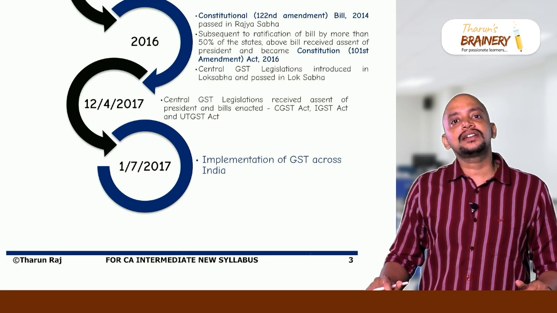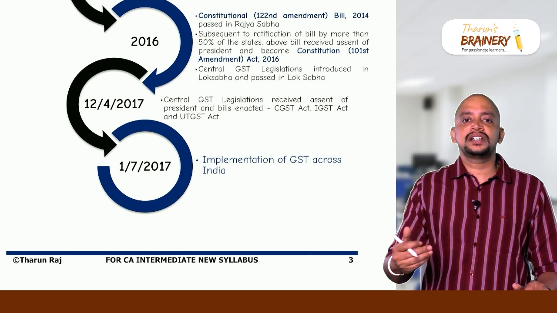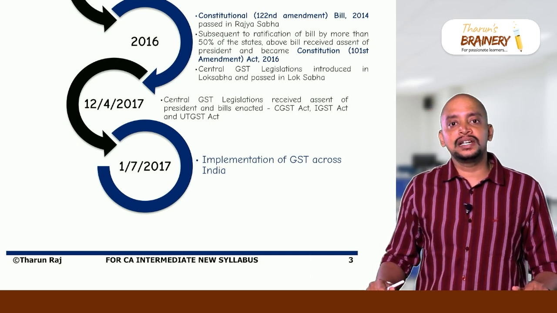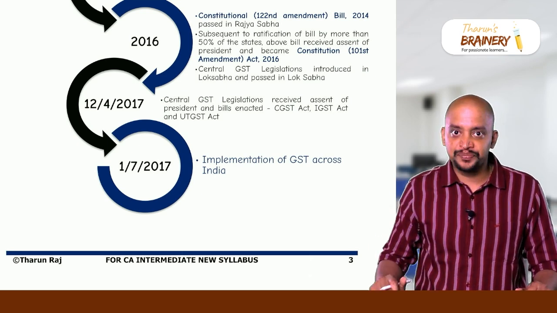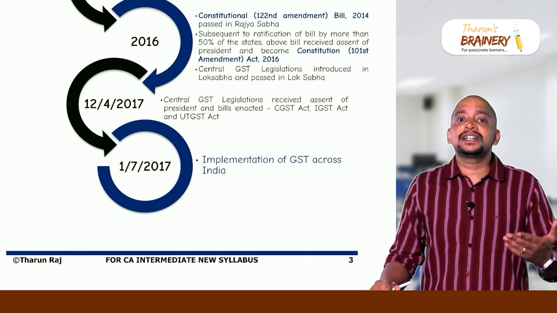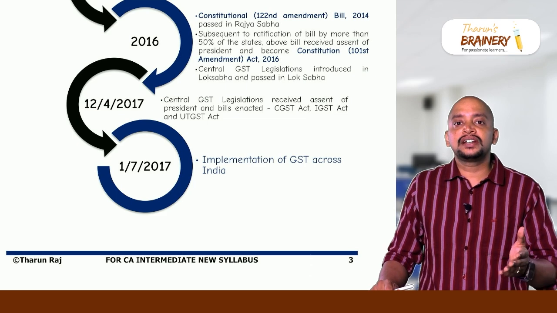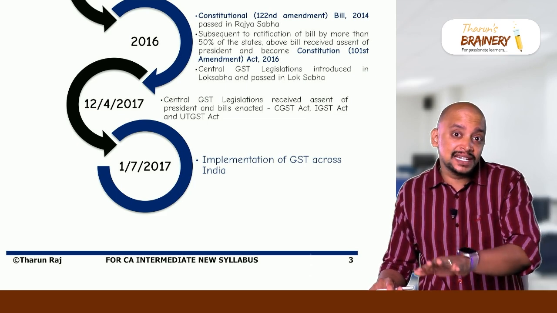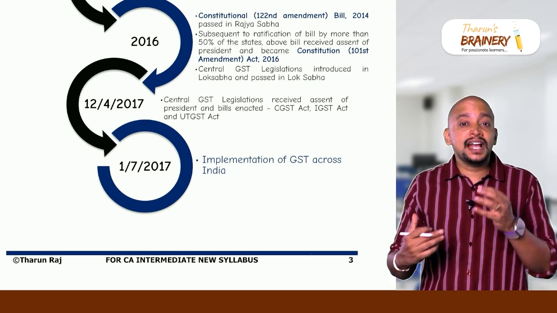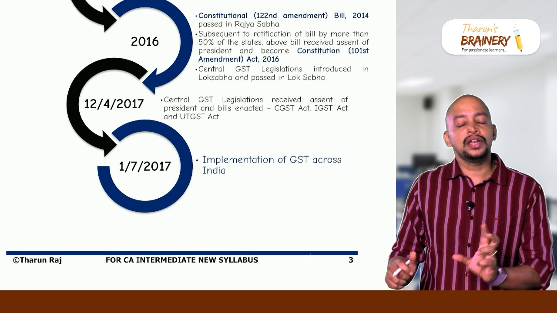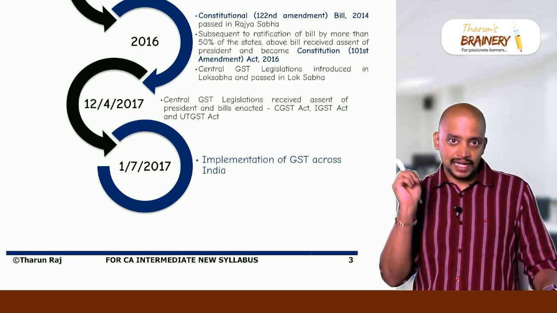Union list, where the central government has power to make law. State list, where the state government has power to make law. Concurrent list, where both the central government and state government have power to make law. In the past, certain taxes were levied by the central government only and certain taxes were levied by the state government. Under the concurrent list, we did not have any tax related entries. These tax related entries were there only in the union list and state list.